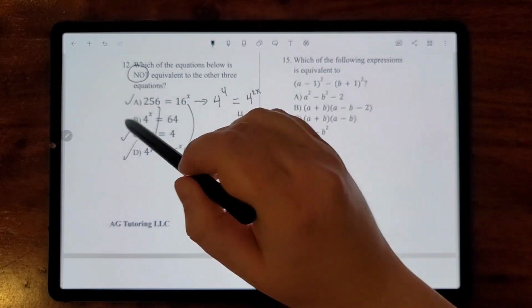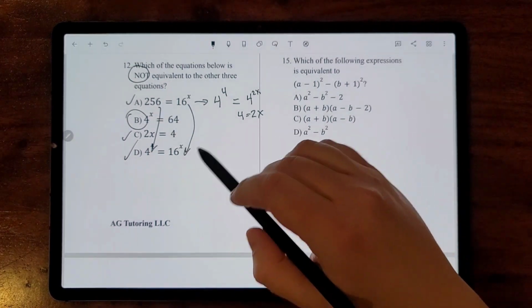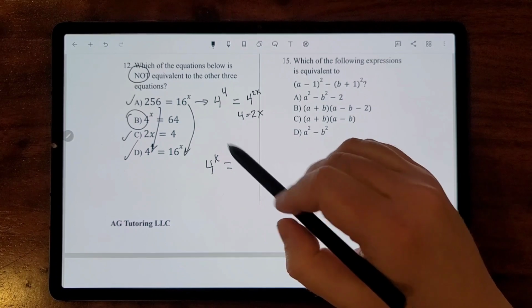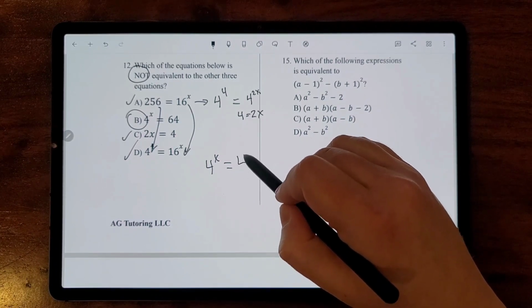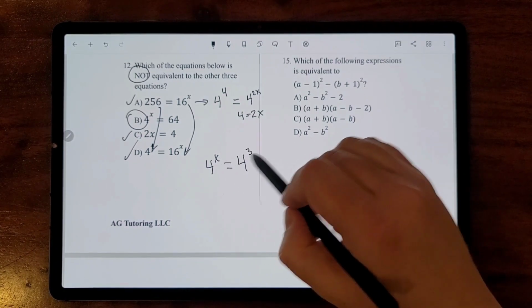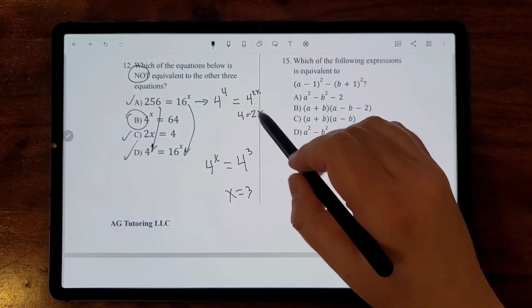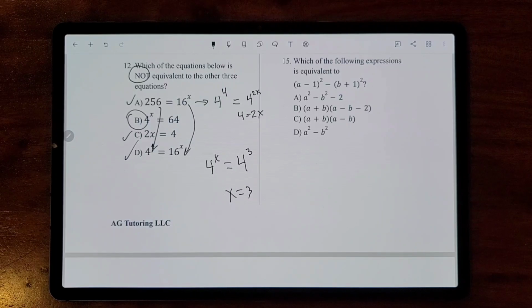So that means that B must be the one that's not equivalent, and you can show that because if we did 4 to the x power and we wanted to rewrite 64 as 4 to some power, that would be 4 to the 3rd power. So if we were to keep solving for x, we would get x is equal to 3, which is not what we got initially for those other situations.